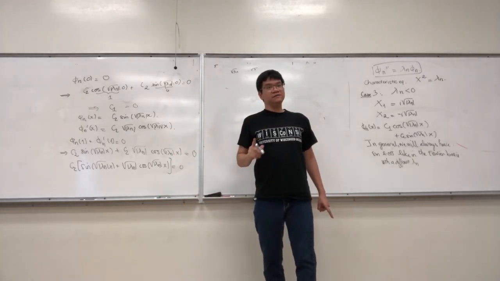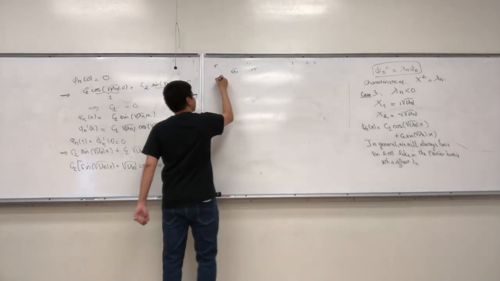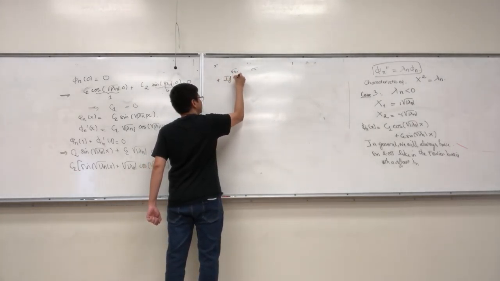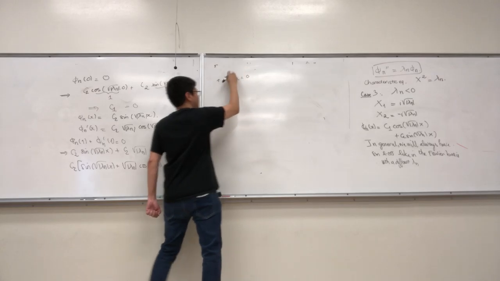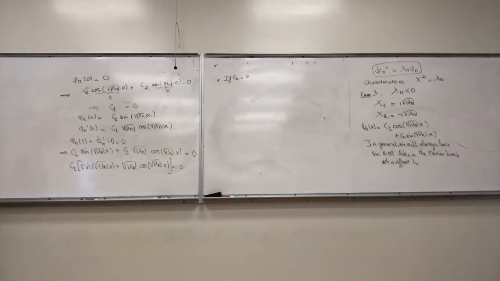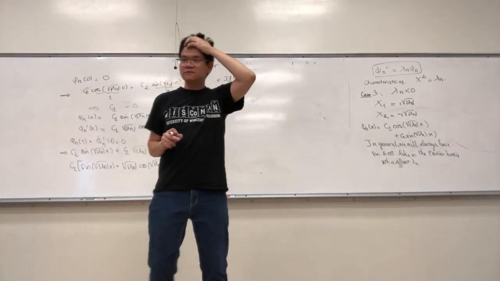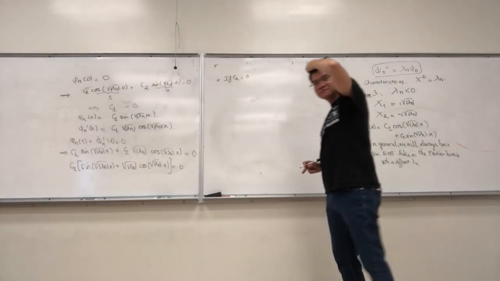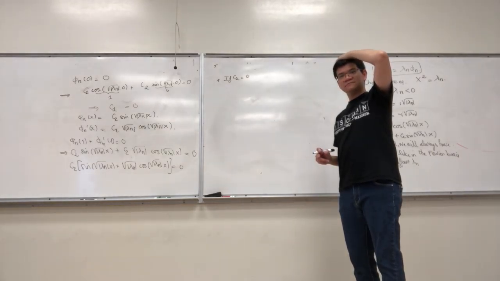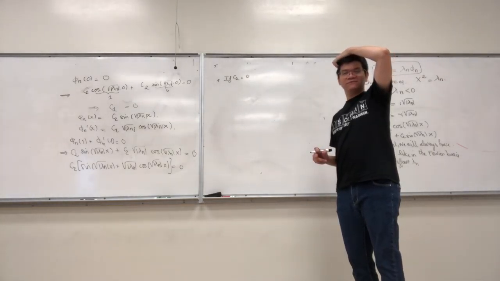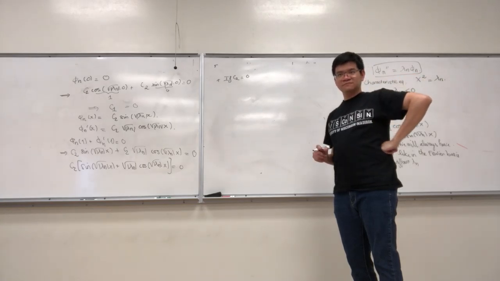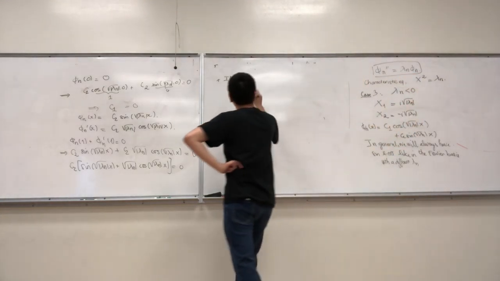So case number one, C2 is 0. If C2 is 0, what happens? And phi n is 0. That means phi double prime would be 0. And phi prime? What happens if phi n is 0? Well, then it's not an eigenfunction.